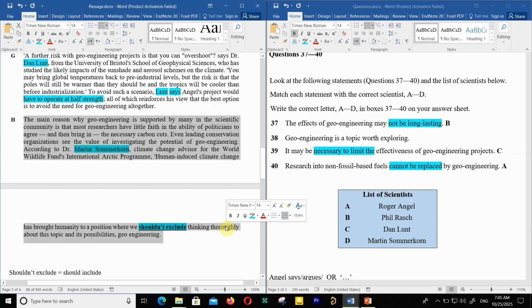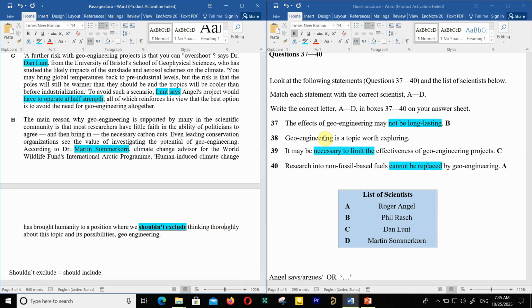Thinking thoroughly. Thoroughly means completely. And the last one, geoengineering is a topic worth exploring. Exploring means thinking about, or worth exploring. This is a great expression to use. For example, my cell phone is so expensive, but it's worth the price because I can do lots of things with that. It's great to use in your writing or your speaking as well.